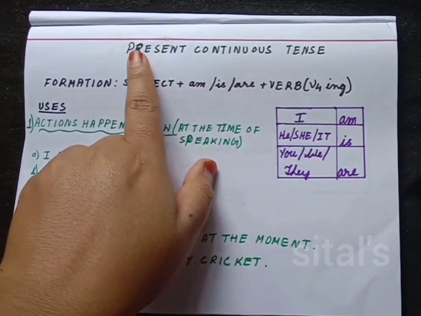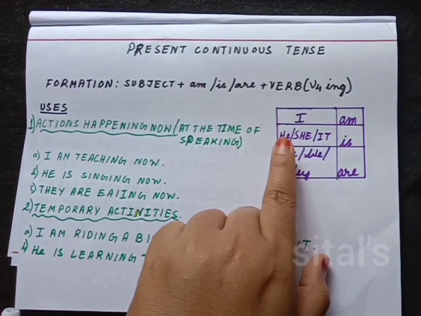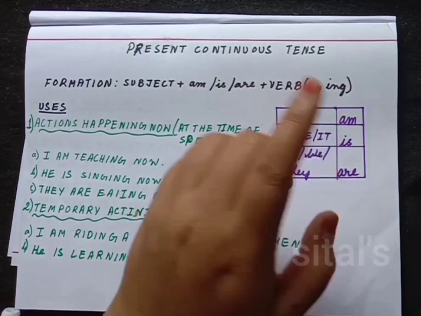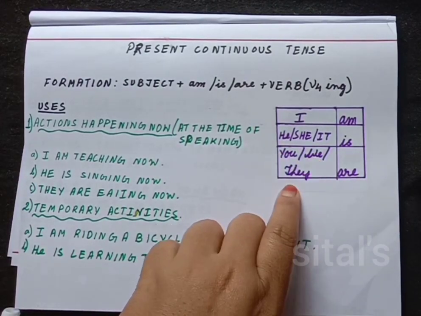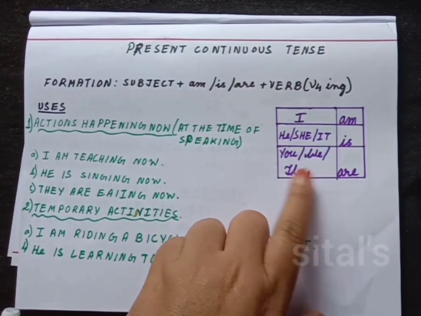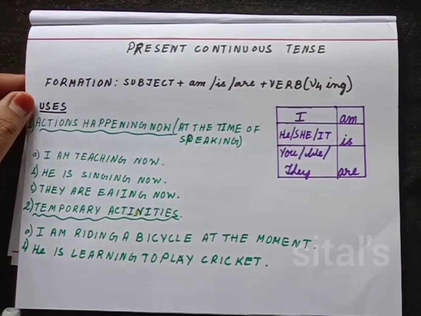Always remember, in present continuous tense, we use am with I. We use is with he, she, it, or any one particular name. We use are with you, we, they. You are, we are, they are. So what are the uses of present continuous tense?